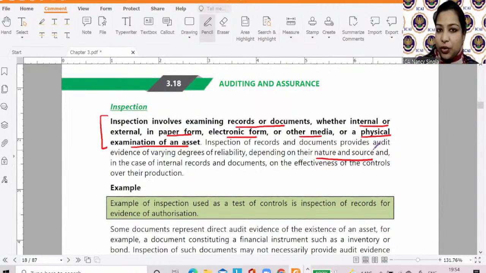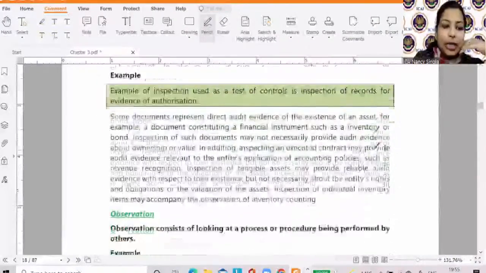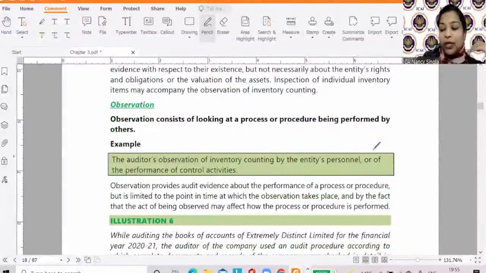So inspection you have seen. Examining the records or documents. Now, how to learn examining the records or documents? That record can be internal or external. That can be in paper, electronic or other form, and includes physical examination of assets. And the reliability depends upon nature and source. Okay? And when you are applying inspection, it might be possible that you are able to be sure about one assertion but not the other. For example, building and inventory ka example. Okay? Now, the second one is observation.